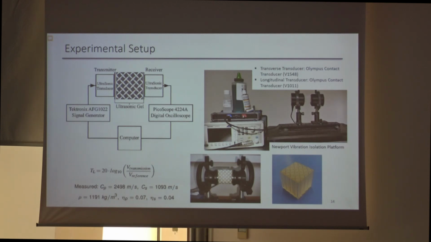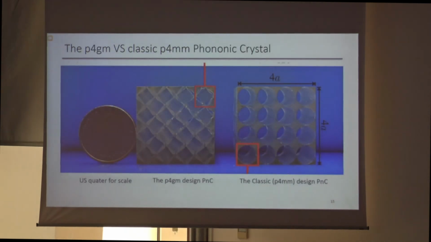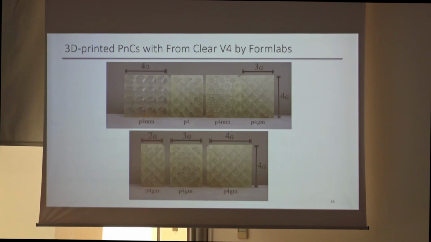So before that, we could measure the wave speed for our solid, which is the Formclear V4 printed on the Formlabs 3D printer, and just measure the transmission loss. So everything is very simple. These crystals are the size of 3 centimeters by 3 centimeters cube. So the lattice side is 8 millimeters. Here are just more printed examples.